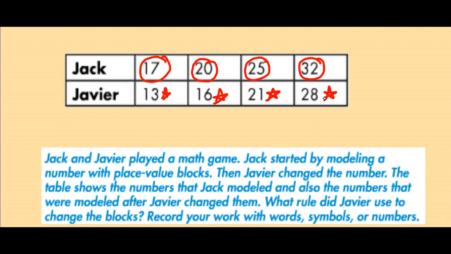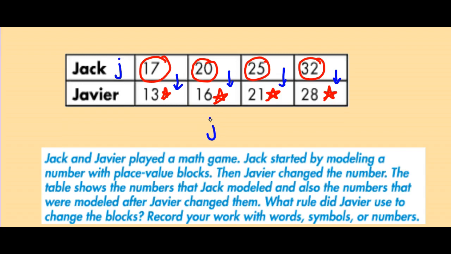So when we look at this, we're not looking for a pattern of what Jack did from here to here to here. We are not looking at the pattern for Jack. We're looking at the pattern of what happened between Jack and Javier changing it. So we're looking at it for a pattern from top to bottom, or Jack to Javier. So when we look at this, we're going to say that Jack is the variable J, and Javier is what's happening. So you take Jack's number and, what do we do to Jack's number?